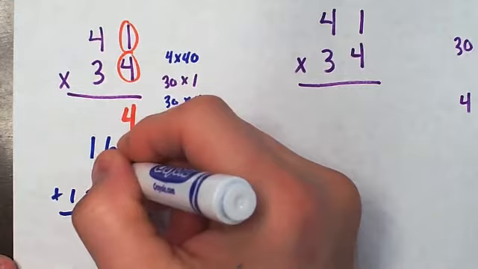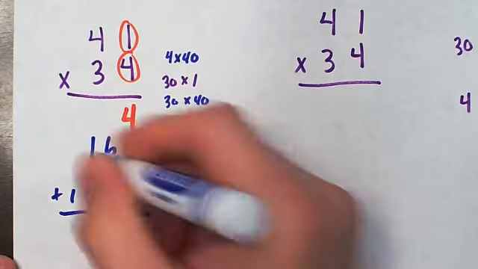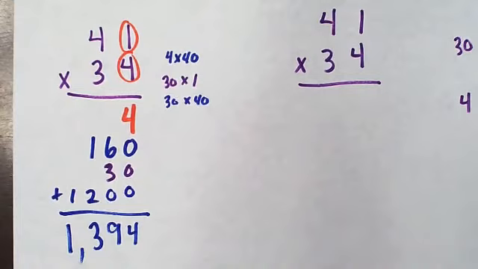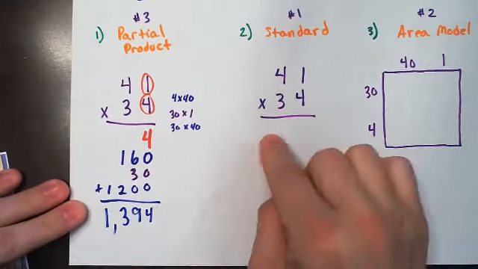And then all you have to do is add these up. So 4, 6 and 3 is 9, 1 and 2 is 3, and then just drop the 1, 1394. Okay, so that's the partial product way.